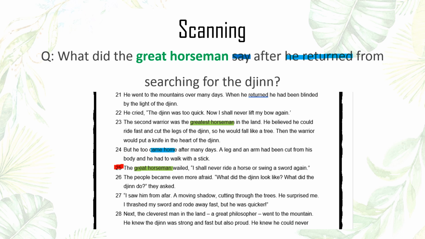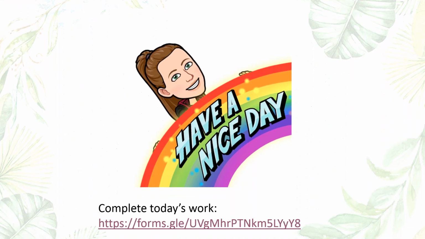So what did the great horseman say after he returned from searching for the jinn? The great horseman said, I shall never ride a horse or swing a sword again, when he returned from searching for the jinn. I hope that you now understand what scanning is and that you are able to tell the difference between the different types of folktales. This will prove relevant in today's online activity, which can be accessed at the link that is provided on your screen now.